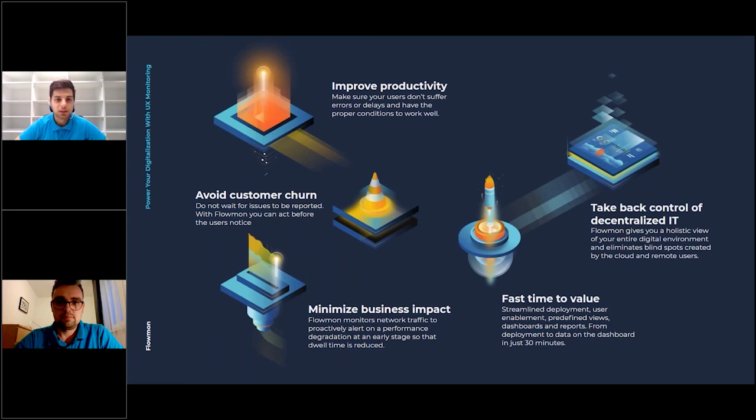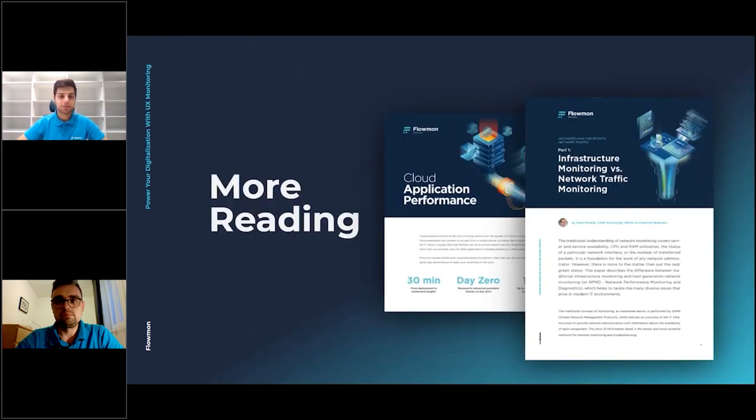With that, you're able to have much better productivity of your employees. You're able to avoid customers being unhappy with your services. You can minimize the impact of performance degradation on your business. And specifically with Flowmon, there is a very fast time to value, given how easy the technology is to deploy and how unobtrusive it is, and the fact that you don't have to install any agents. And finally, take control of decentralized ownership and have some evidence and proof that your suppliers are not delivering their services as expected or according to SLAs.